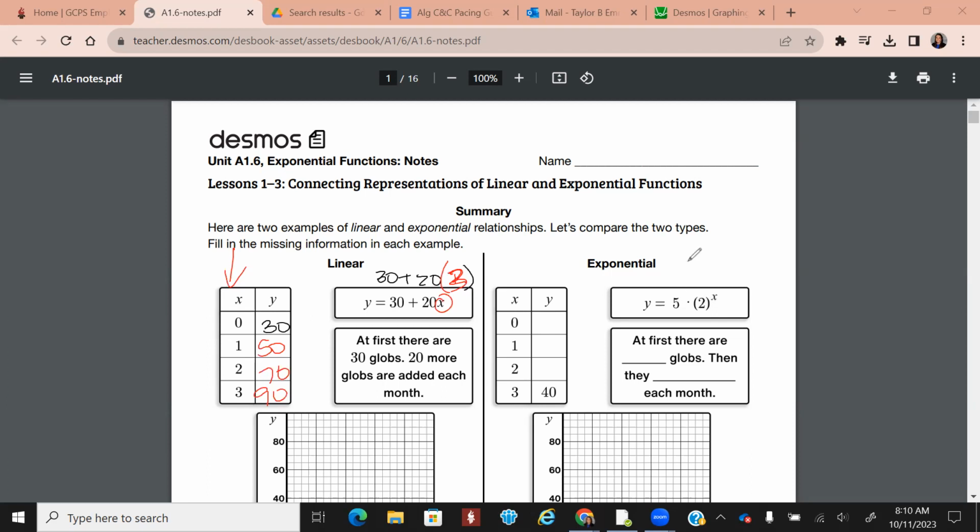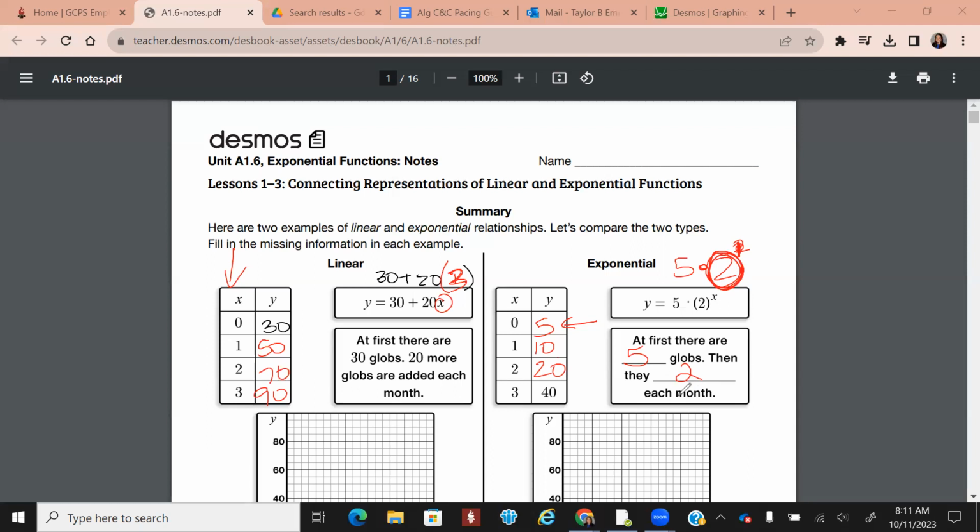Okay, so I'm going to plug in 0 into this equation. So I'm going to say 5 times 2 raised to the 0 power. That's going to give me 5. If I plug in 1, that's going to give me 10. If I plug in 2, that's going to give me 20. Okay, at first in this table, I need you to look. What was our initial amount? 5. Then each month, what's happening each time? What are we multiplying by? 2. Each month we're multiplying by 2.